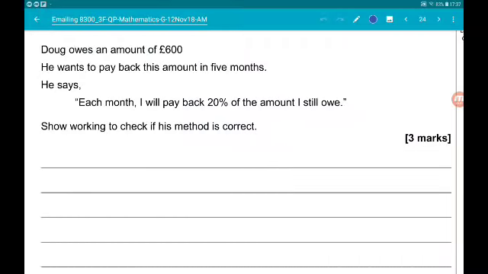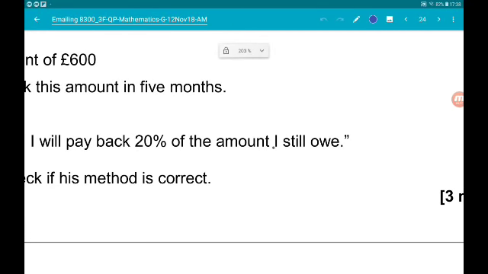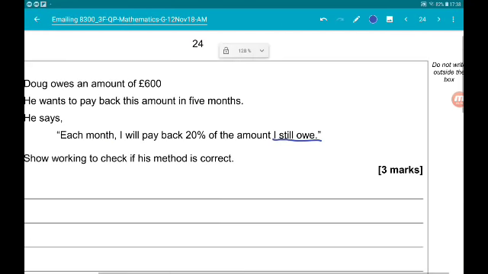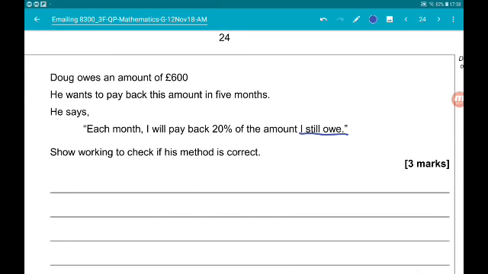25. Doug owes an amount of £600. He wants to pay off the amount he owes over 5 months. Doug says, each month I will pay back 20% of what I still owe. So that is important. Show working to check if his method is correct.